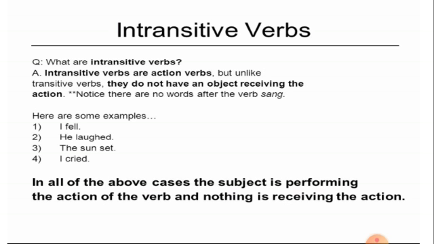Next, intransitive verb. Intransitive verbs show action, but unlike transitive verbs, they do not have any object receiving the action. Like, he laughed, I fell, the sun set, I cried.